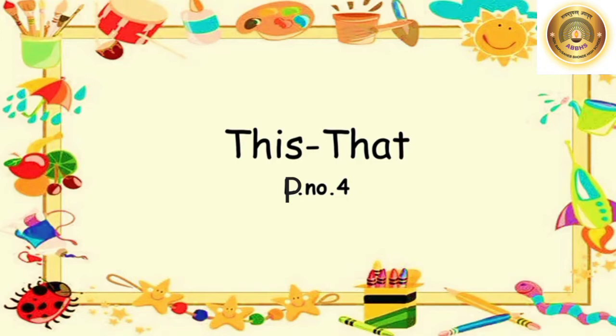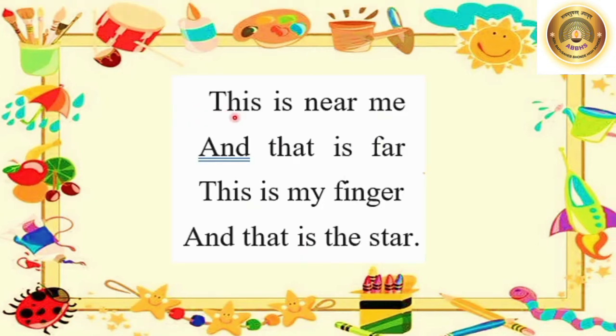Now let's start with our today's poem number 7.4, this and that. This is near me and that is far. This is the same as what I explained to you. This means near and that means far. The poet wants to tell you that this is always for a single object. When a single object is near, we say this, and when the single object is far away from you, you say that. Now read the sentence.